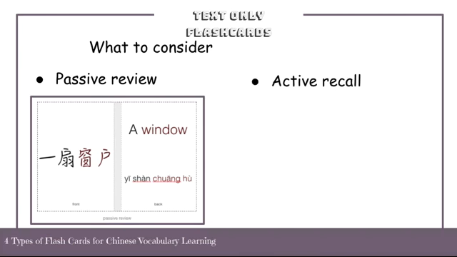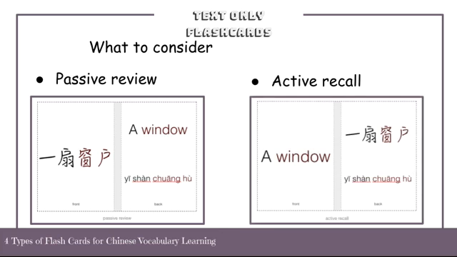And the other way is active recall. The active recall is you look at the meaning and you try to recall the word you have learned. So when you look at a window, you have to think, 一扇窗户.